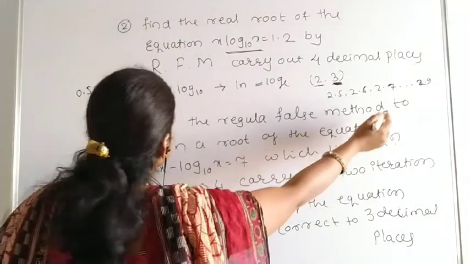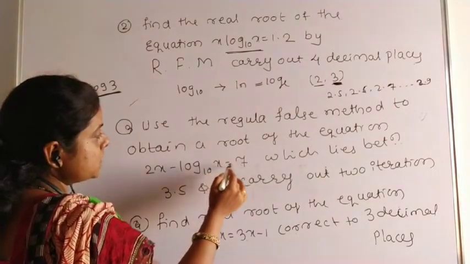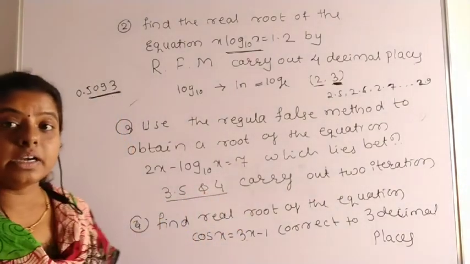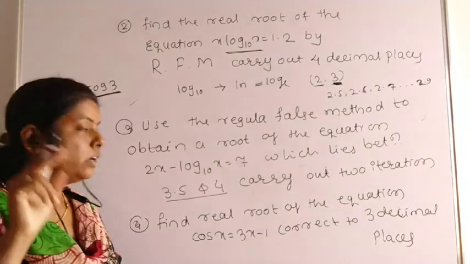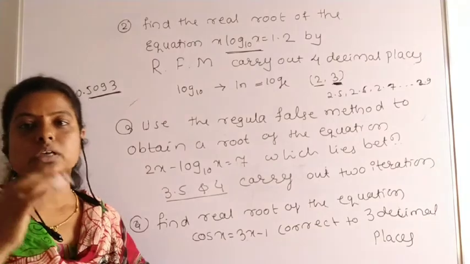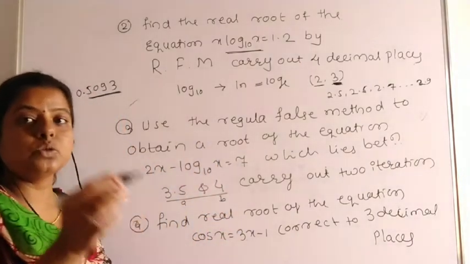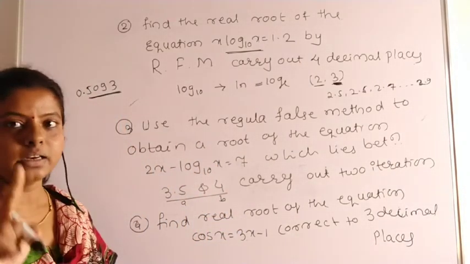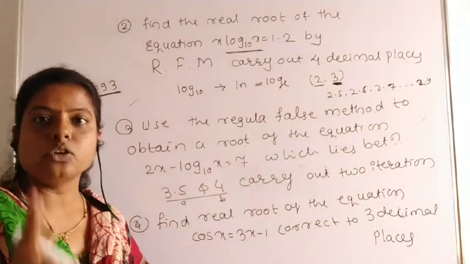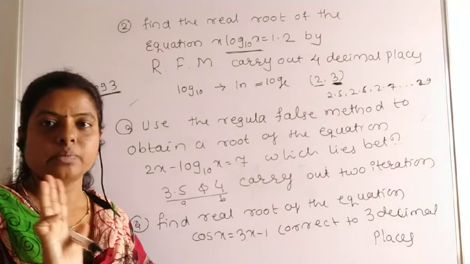Okay, the third example. Use the regula falsi method to obtain the root of the equation 2x minus log x to the base 10 is equal to 7, which lies between 3.5 and 4. Here they already mentioned 3.5 and 4. When they mention the roots, it is not necessary to find the real roots and exact roots. Directly you can take this as a and this as b. These values will be the less than and greater than terms. Understood? This also they told to carry out 2 iterations. If they mention to find 2 iterations, you have to do 2 iterations. Otherwise, you must solve 3 iterations.